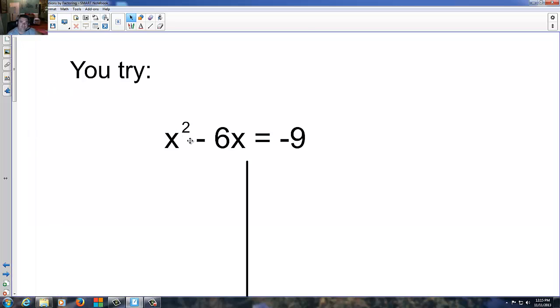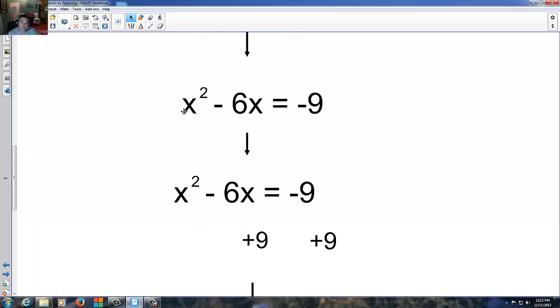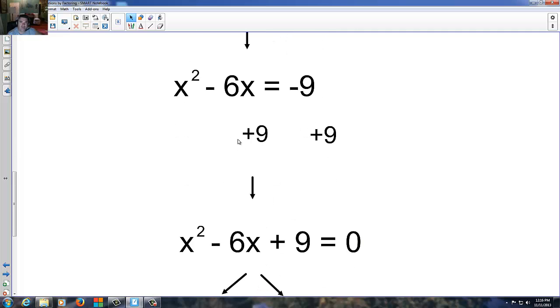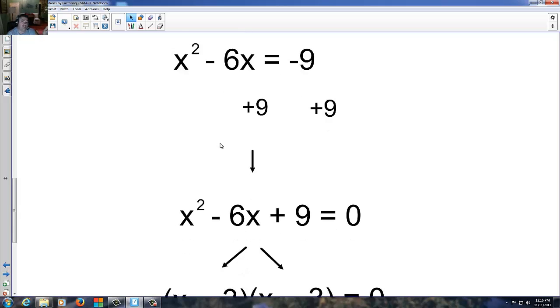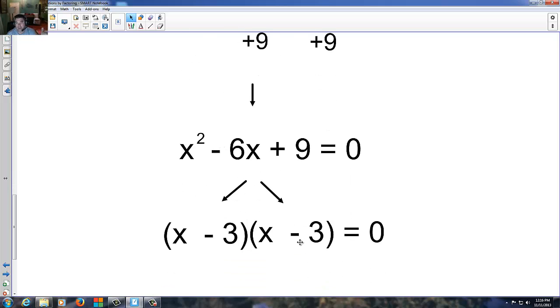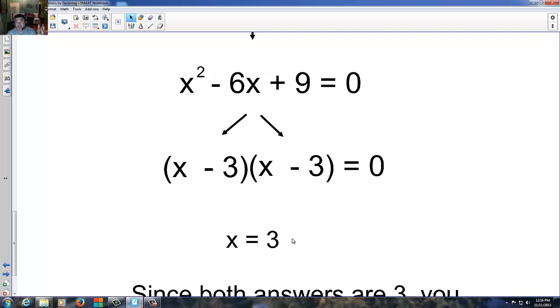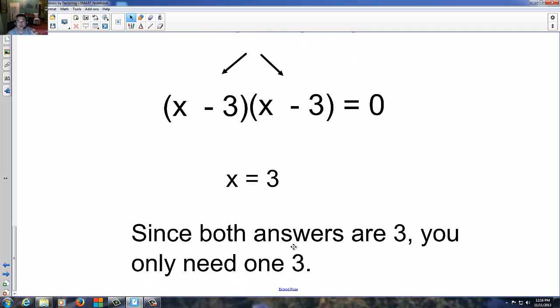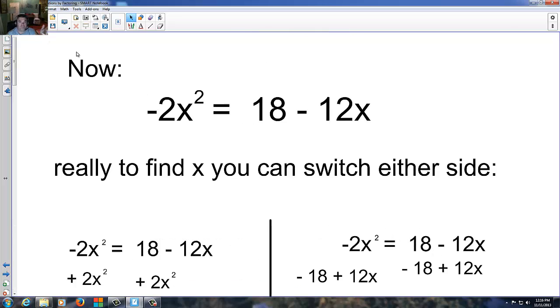Let's see how you did. Hopefully you added 9 to both sides first. What two numbers added make negative 6, but times make positive 9? Negative 3 and negative 3. In this case, it will be the same answer, which is fine, x equals 3. Since both answers are 3, you only need one single 3 for your solution.